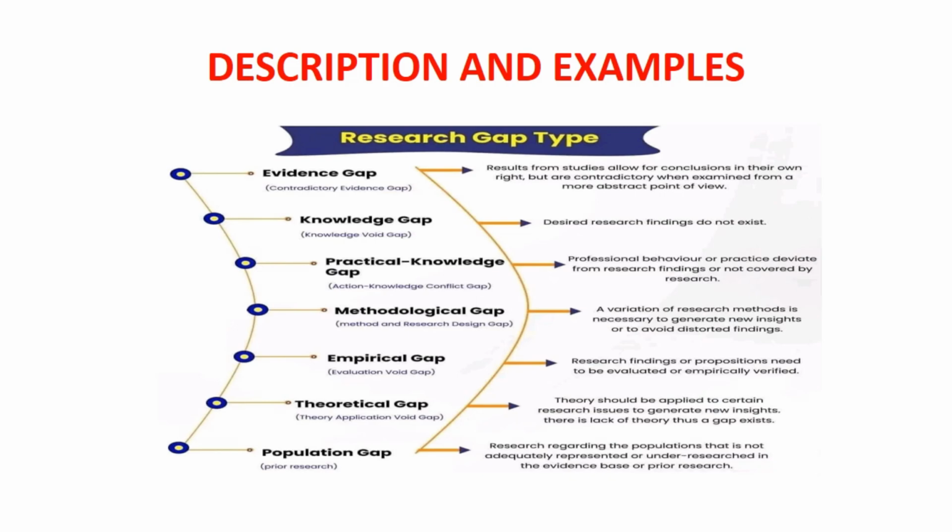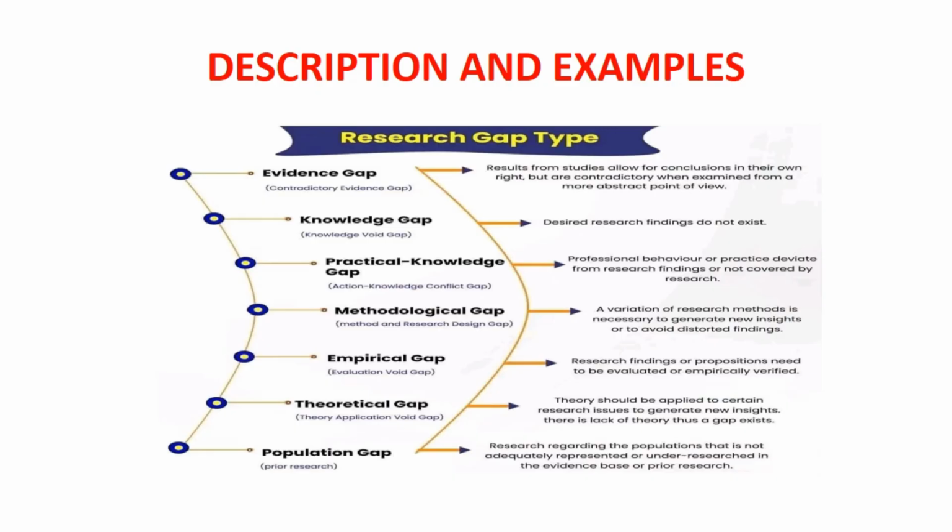The evidence gap is when the results from studies allow for conclusions in their own right, but are contradictory when examined from a more abstract point of view. So this is from study findings which are contradictory or different from one finding to the other findings. And number two is the knowledge gap. This is where desired research findings do not exist. So we can say that study on this topic is still rare or not existent and so on.